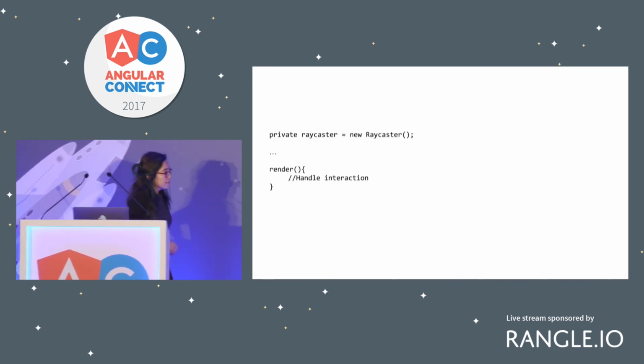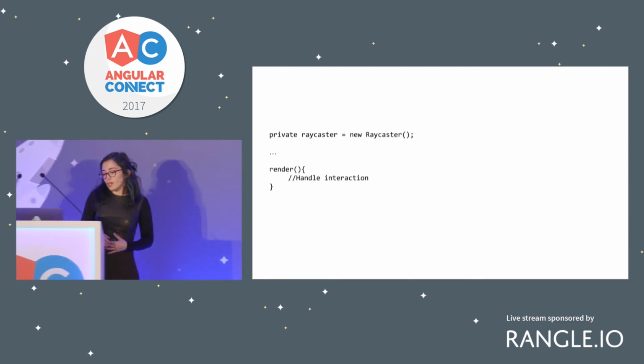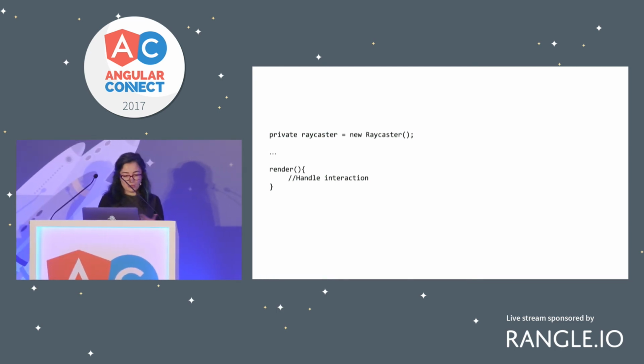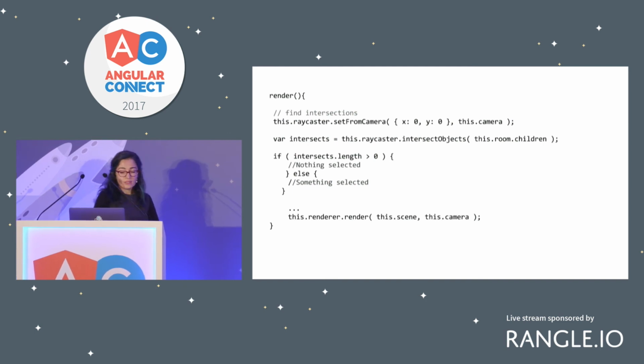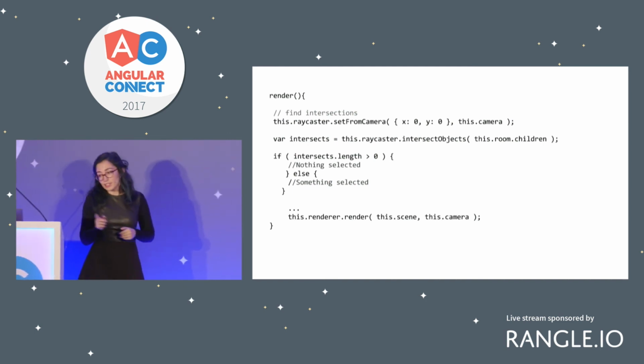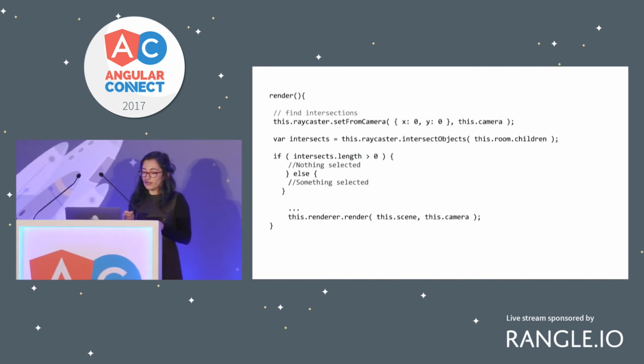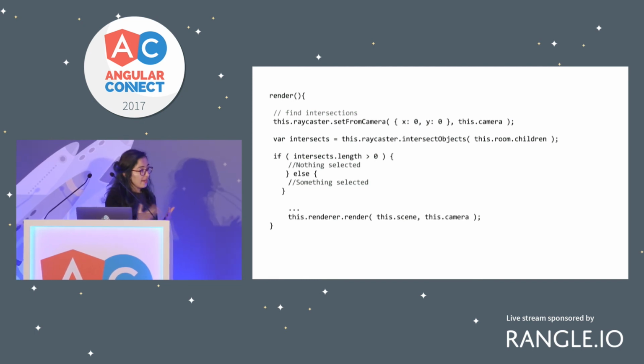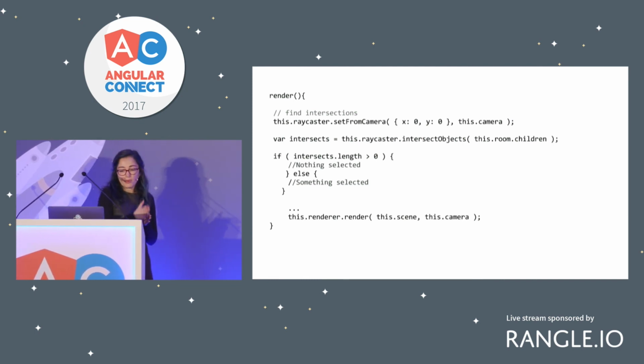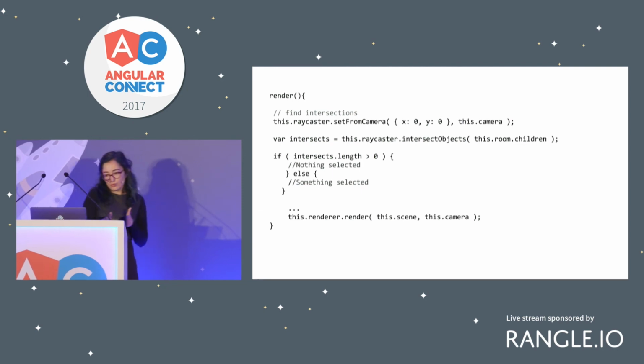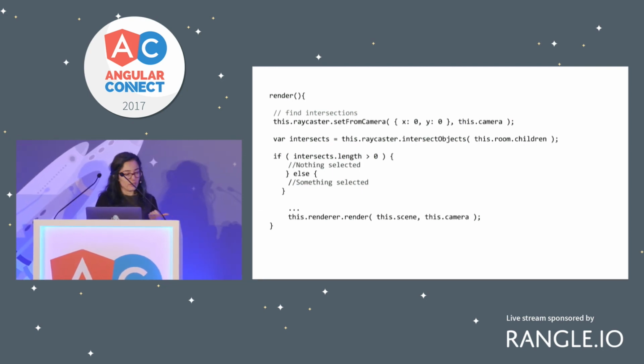And Raycaster is a library that is defined for you, so it's very easy to initialize. And then once we have it, we have to attach it to our camera and then set it from the camera and then calculate the intersections. When it's intersecting, we have to do the selection or any kind of interaction that we need.